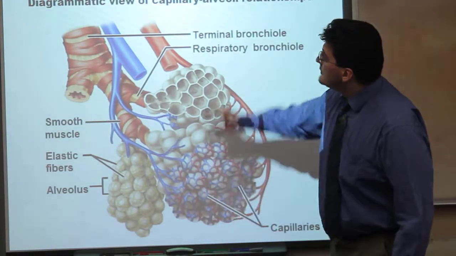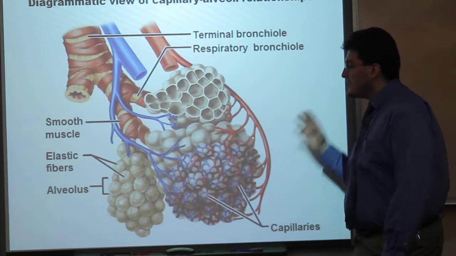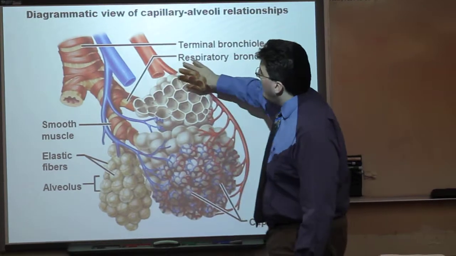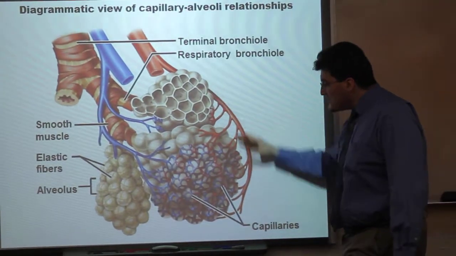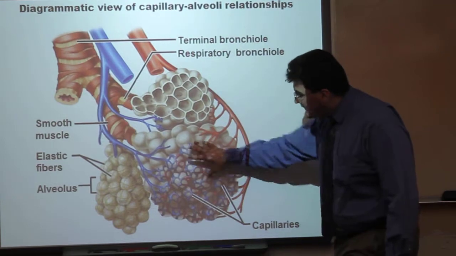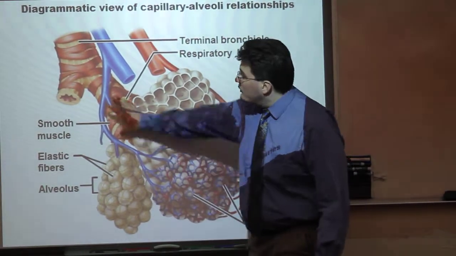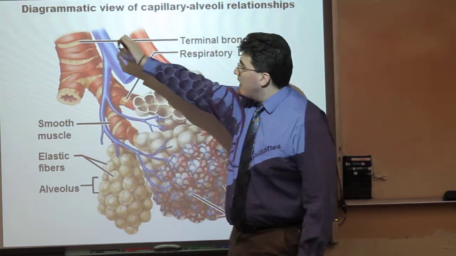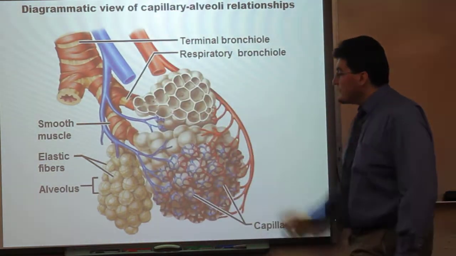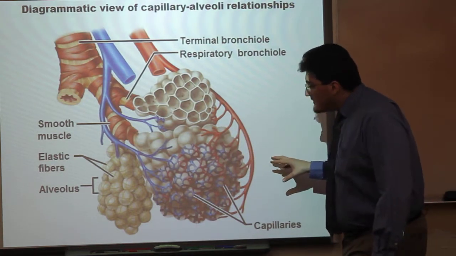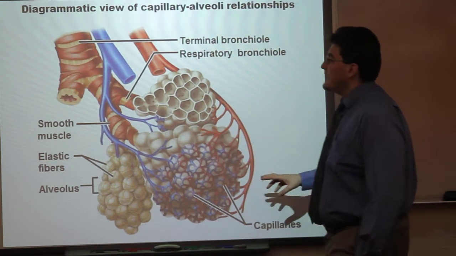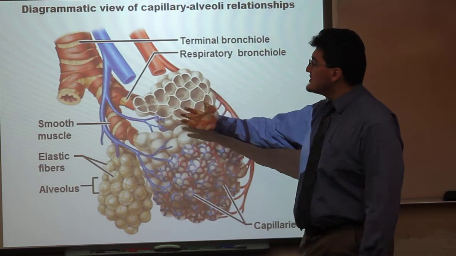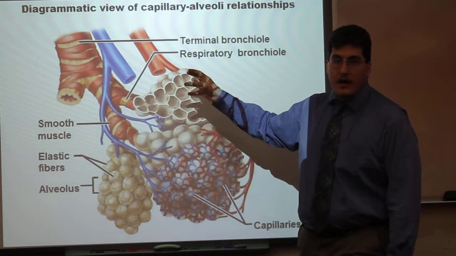Now, let's take a look closer at our capillary-alveoli relationship here. We have our pulmonary arteriole branching and creating this capillary bed. And we have our venule, post-alveolar venule, coming off and recombining over here. So this is the network going on right here. This is a cut-through section of the alveolar sac. This is an interconnected cluster.